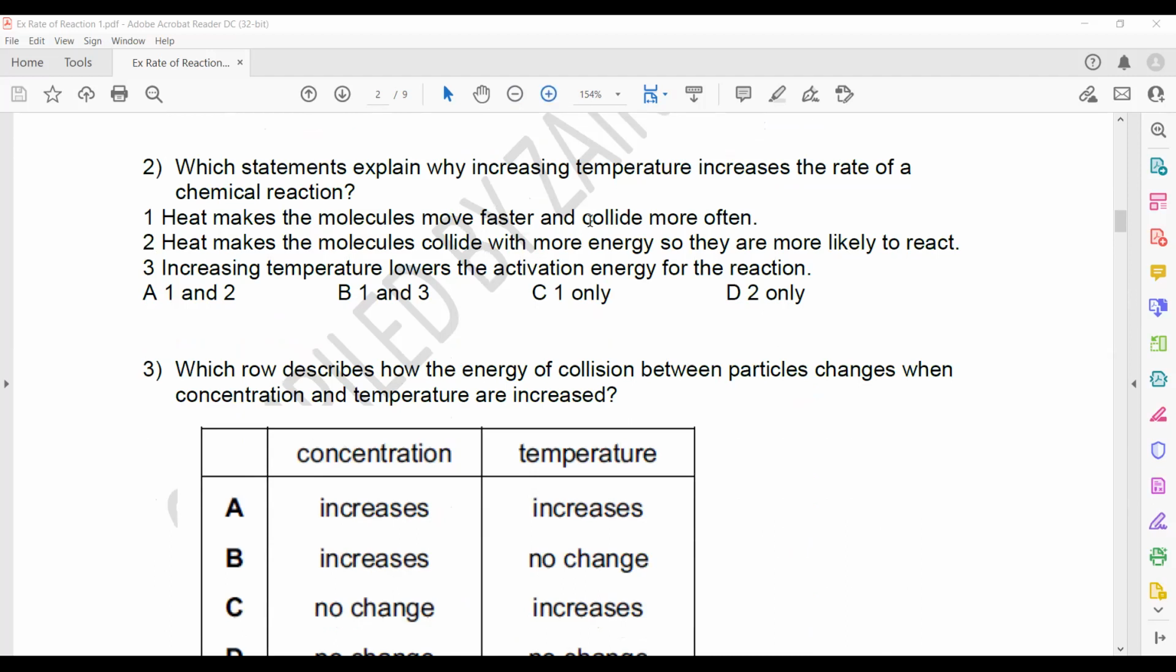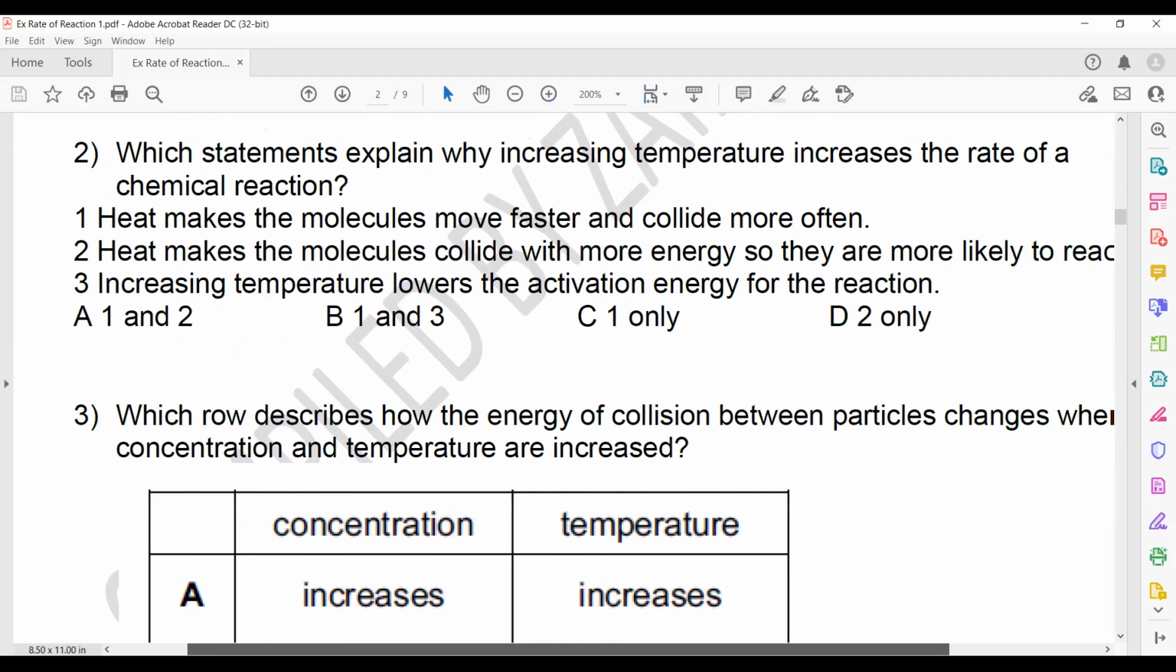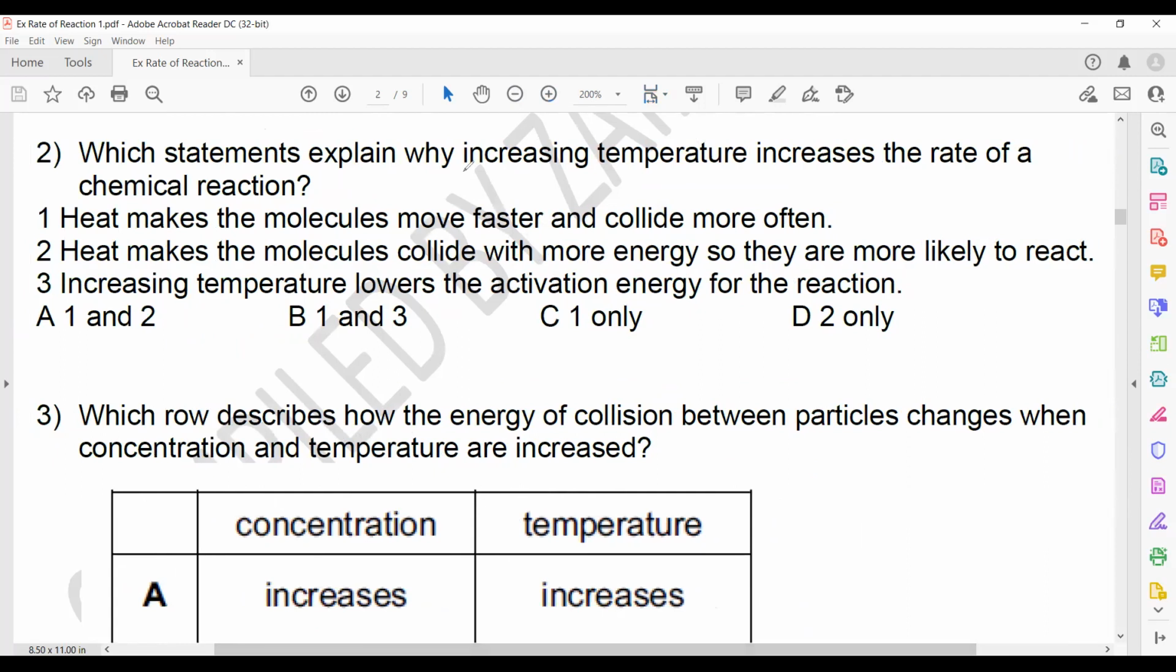Question 2. Which statements explain why increasing the temperature increases the rate? Temperature does not have any effect on the activation energy, only catalysts alter the activation energy. So when we check, 1 and 2 are right: heat makes the molecules move faster, that's correct. Heat makes the molecules collide, that is also right. An increase in temperature lowering the activation energy is wrong, as it is only affected by a catalyst. If they say a catalyst was used, then the activation energy will be changed.